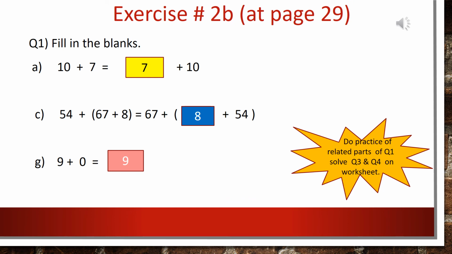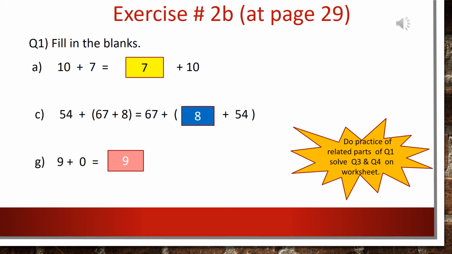Let's solve exercise 2b. In the first question, we will find the missing elements with respect to properties of addition of whole numbers. In part A, it is the commutative property of addition, in which numbers change places. So, here, 10 plus 7 is equal to 7 plus 10.